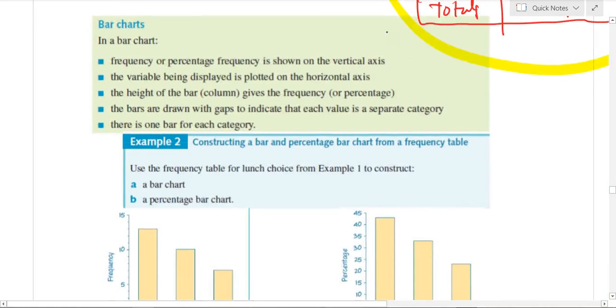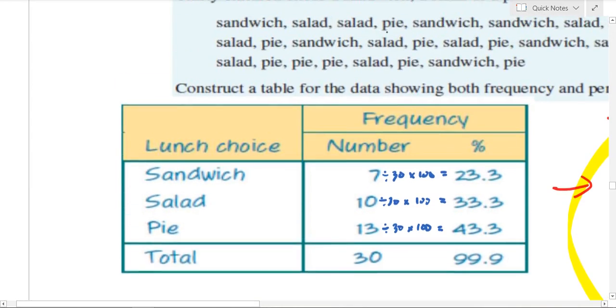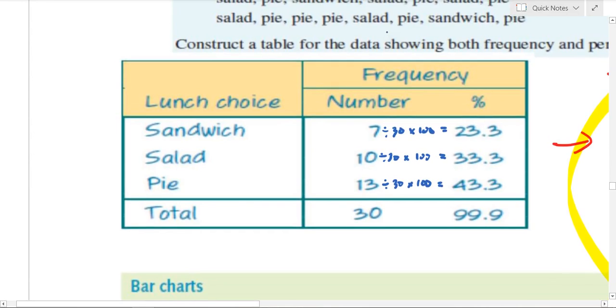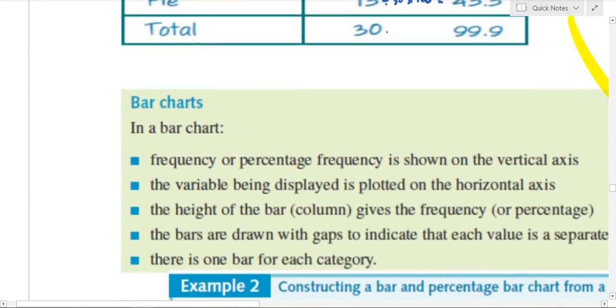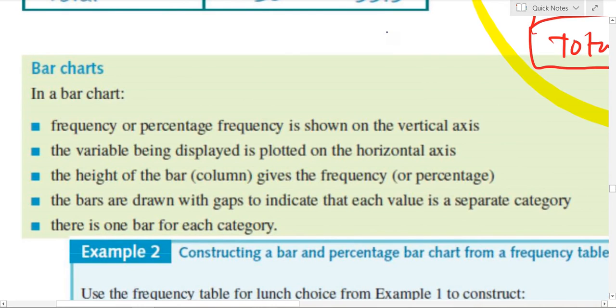All right, let's move on. Now, a frequency table like this can be transferred or represented visually into a bar chart. So I want you to understand the difference between a bar chart and a histogram. You'll remember this back in year 10 as well, or earlier this year. Bar charts have gaps in them. Histograms tend to not have gaps.